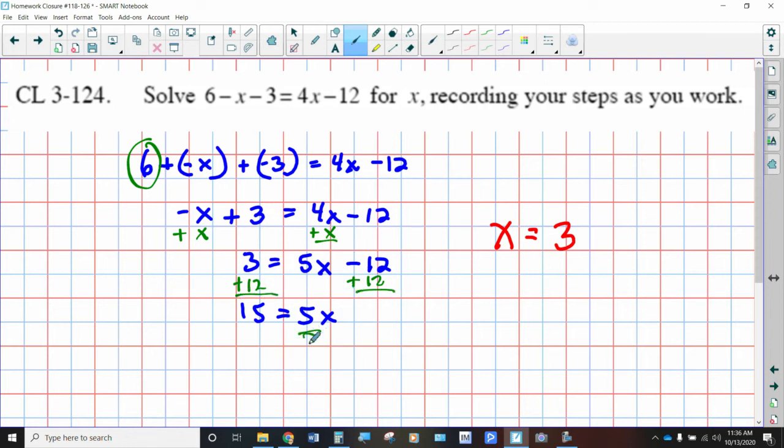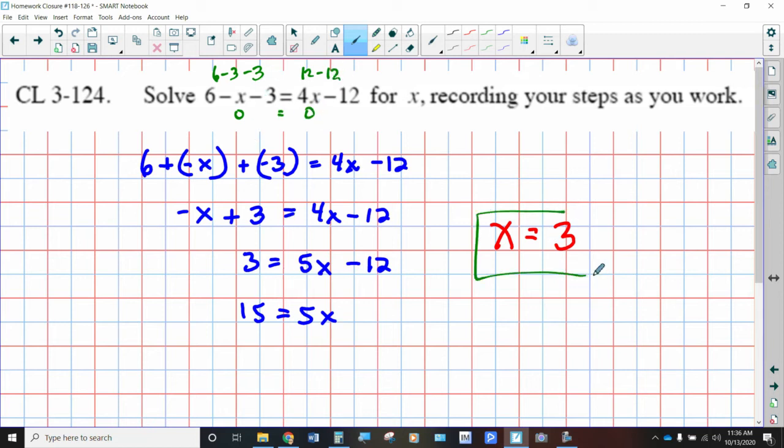So at the last, what do you multiply times 5 to give you 15? Well, whatever 15 divided by 5 is, and that answer is 3. So we can plug that in to make sure that it works. 6 minus 3 again is going to give you 0, correct? And on the right side, 4 times 3 is 12, and 12 minus 12 will give you 0. And since those balance out, we know that this has to be the solution.